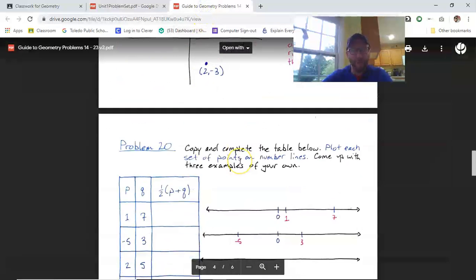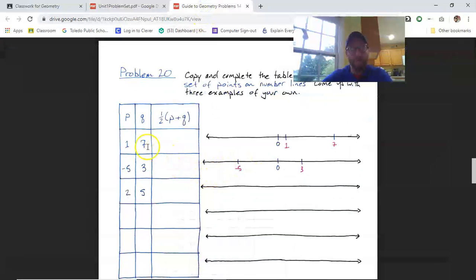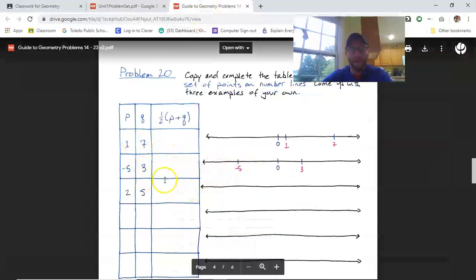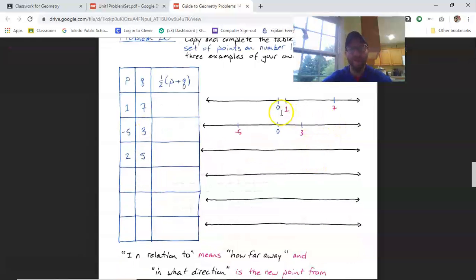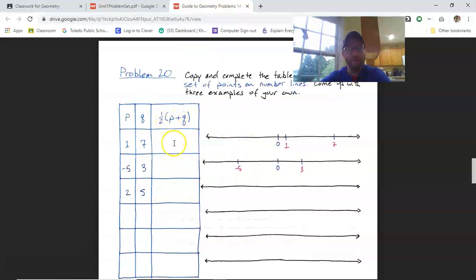To help you out, I've gone through here and I've picked 3 points right here, and I plotted the first 2 on this number line. Again, if you copy the number line down, you'll be able to see that the 1 and the 7 and the 3 and the negative 5 and all those are actually on the grid lines, but the grid lines get washed out a little bit in this scan. So you just have to do the calculation.